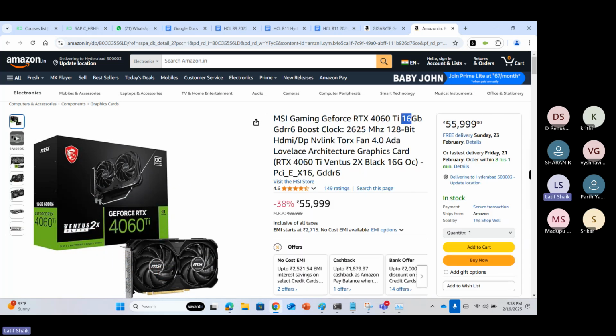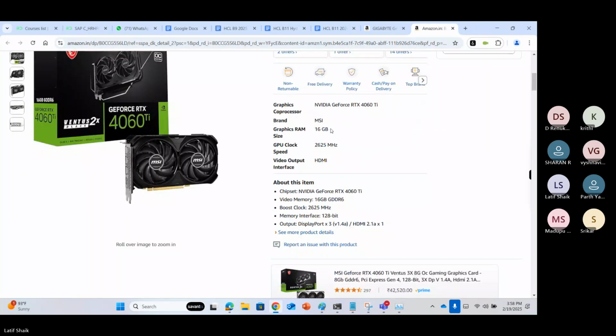This 16 GB GDDR6. See, it's not DDR, it's GDDR. A 16 GB graphic card. So a graphic card is also measured like this only. Video memory.